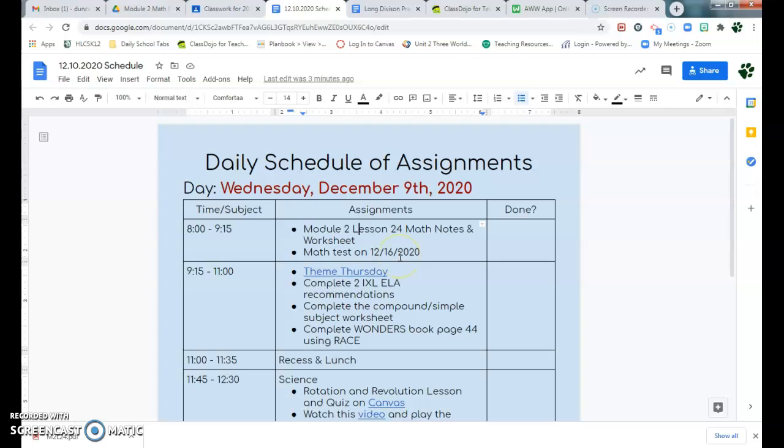I wanted to bring your attention to our schedule for today before we get started on our math notes. I put on your schedule that we do have a Module 2 math test coming up on the 16th, which is next Wednesday. I told my students in class that on the Tuesday before that, so the 15th, students are going to get a study guide. So you will be given a study guide to go through and work on Tuesday before the test to help you prepare.